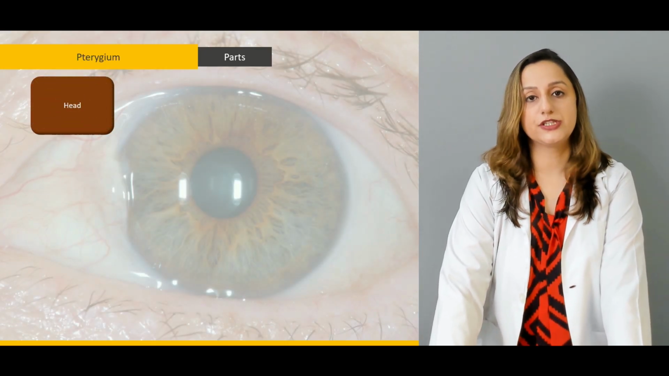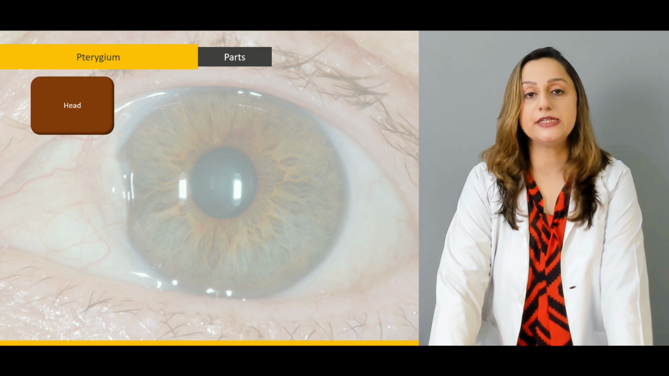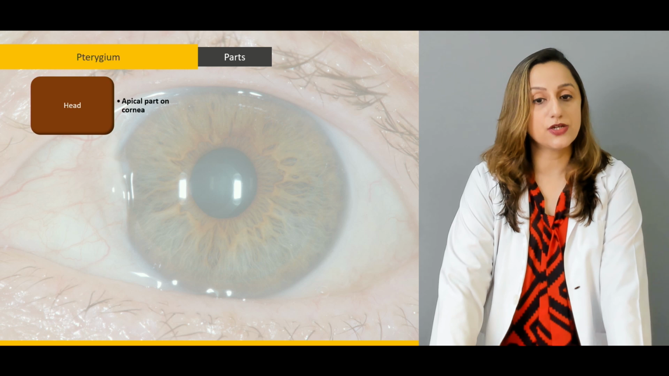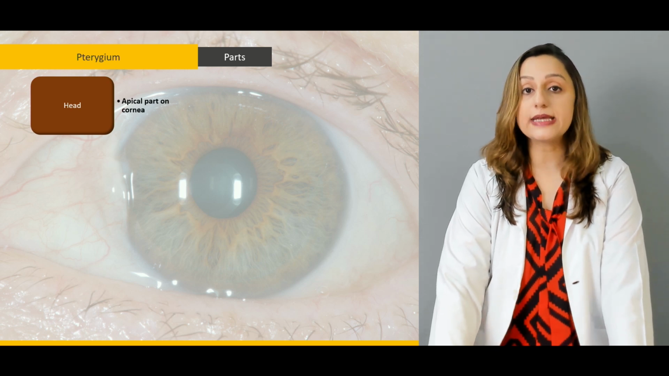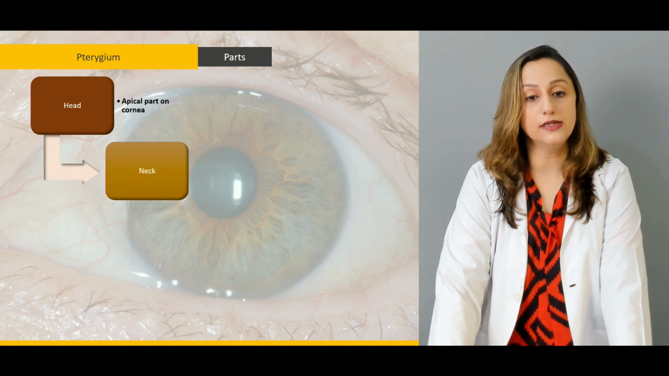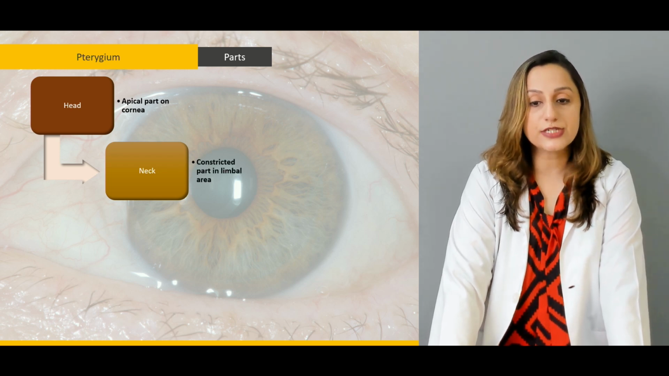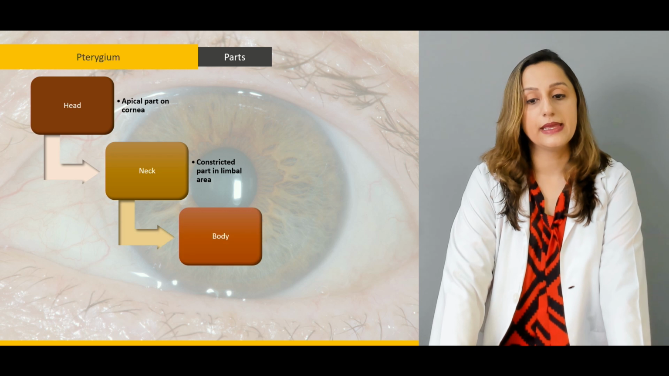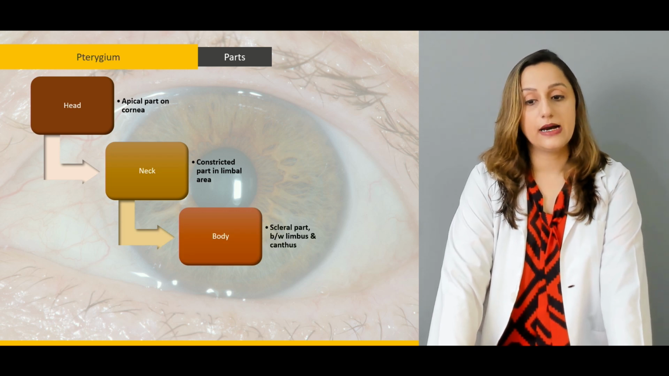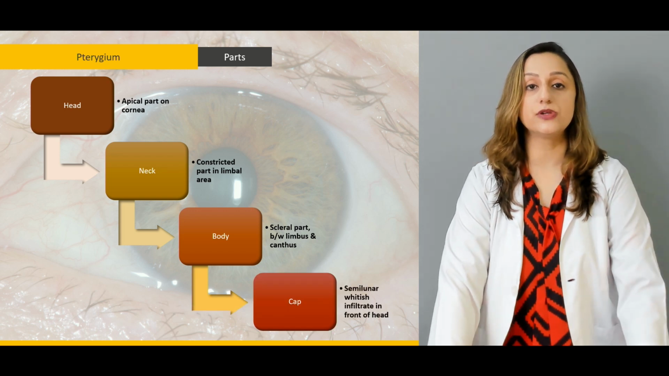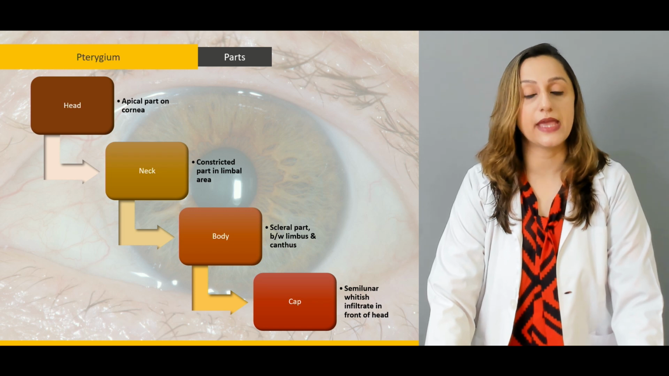Regarding the parts of the pterygium, when we are observing the pterygium on a slit lamp examination, we'd be seeing the head of the pterygium, which is the most apical part on the cornea. Then there is the neck of the pterygium, which is a constricted part in the limbal area. Then there is the body, which is the scleral part between the limbus and the canthus. And finally, we have a cap, which is a semilunar whitish infiltrate in front of the head.